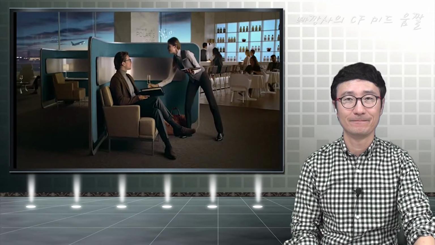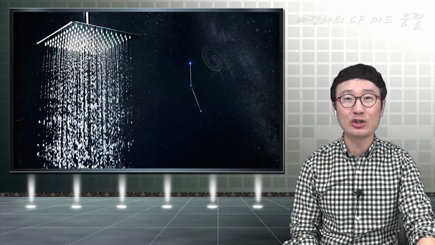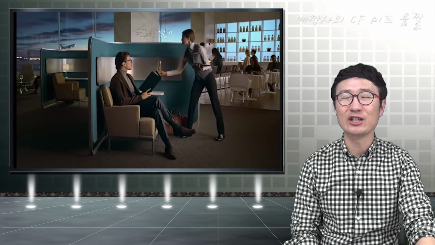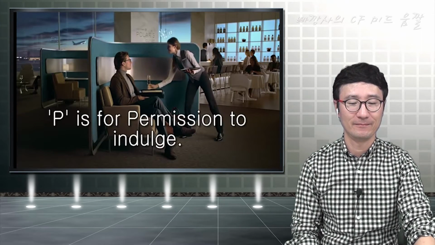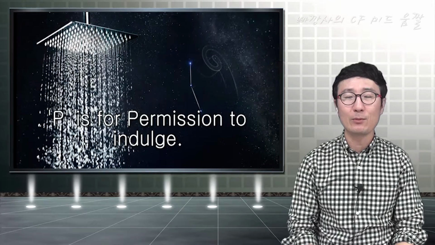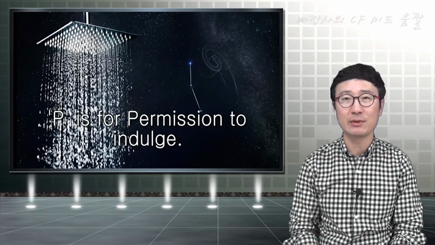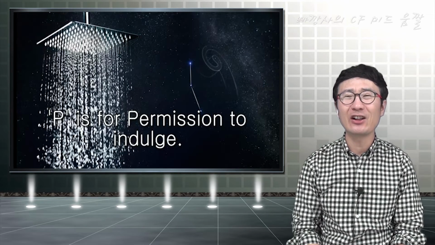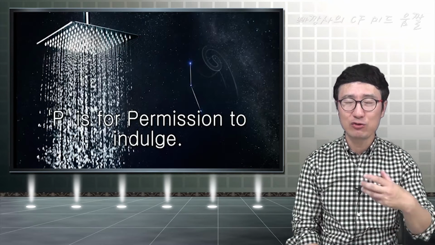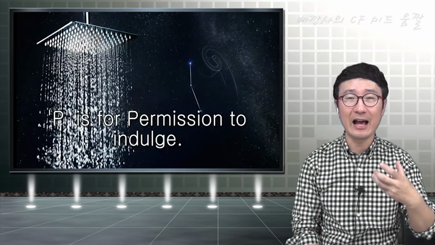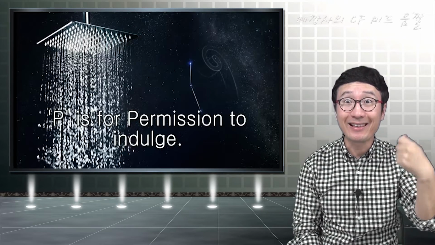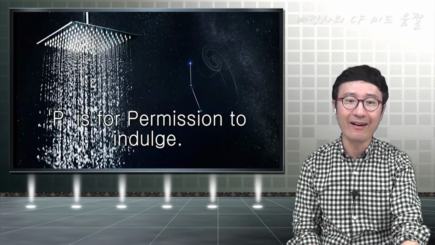P is for permission to indulge. Permission to indulge. 자, P는 뭐 약자냐? 약자 할 때 for 전치사 많이 씁니다. Permission 아시다시피 허가. To indulge가 포인트네. Indulge 훅 빠져들다, 특히나 탐닉하듯 먹다 이런 뜻이거든요.